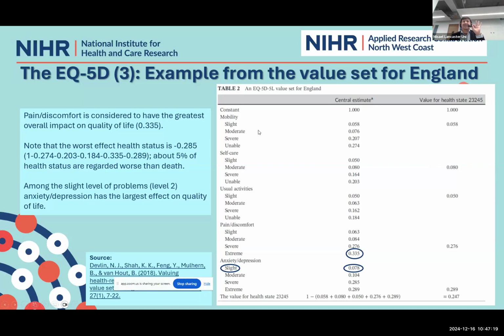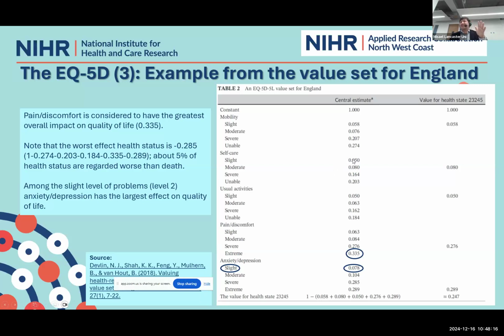So with this in mind, we can read the first block of results here, okay? Mobility, for example. If somebody has a slight problem in mobility, this parameter says 0.058, which means, in practice, 5.8% reduction in quality of life, okay? If somebody says, I have moderate problems in mobility, then the reduction in quality of life will be 7.6%. If someone says severe, 20%. If someone says unable, it will be 27% reduction of quality of life. And then we will go to the following, self-care, and do the same. We will subtract. We can do this math.